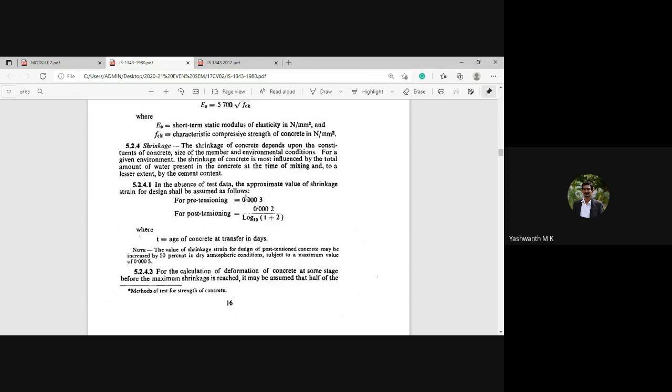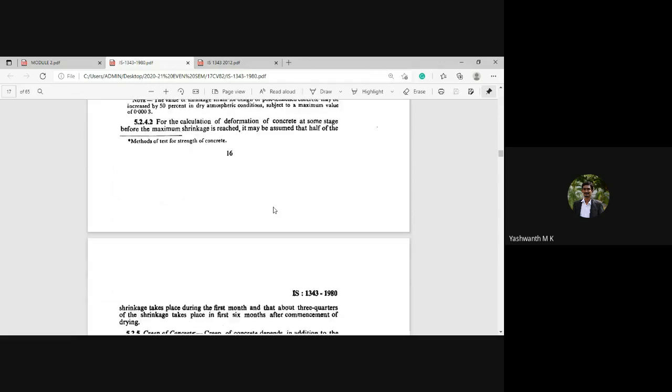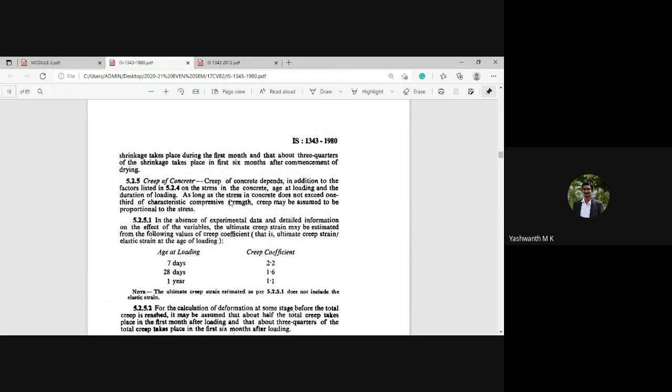For pre-tensioning, the loss of pre-stress values due to shrinkage have been directly mentioned, and this is the formula we are going to use in the case of post-tensioning. So please note down, page number 16 clearly specifies the shrinkage we are going to consider while calculating the loss of pre-stress due to shrinkage of concrete. Is it clear? Like that, you can see the creep coefficient, very important.